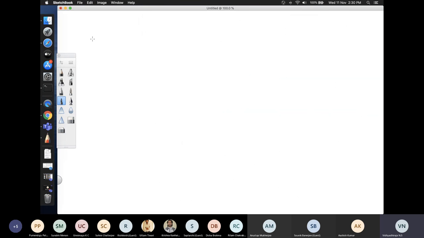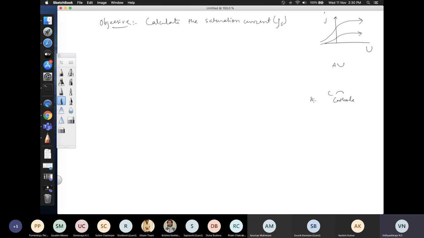So what we are going to do is calculate the saturation current. So the objective in front of us is to calculate the saturation current. Let me remind you once again, the saturation current is the current that we obtain for a very large potential. So this is U, this is J, this is the anode, and this is the cathode, and the cathode is heated. There is a potential difference between these, and there is a current. That is basically the setup.